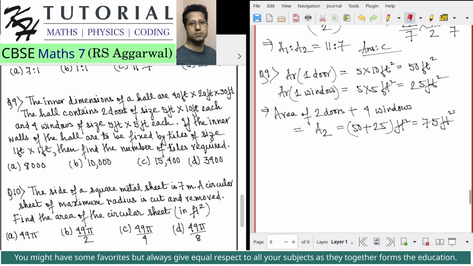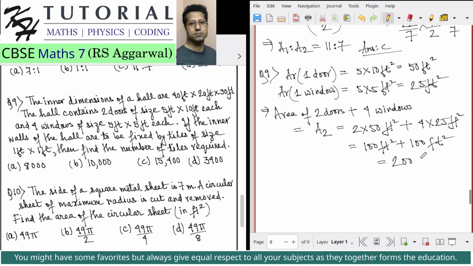Sorry, I'm wrong. The area of 2 doors and 4 windows will be 2 multiplied by 50 feet square plus 4 multiplied by 25 feet square. This is equal to 100 feet square plus 100 feet square, which is equal to 200 feet square is the total area of 2 doors and 4 windows.